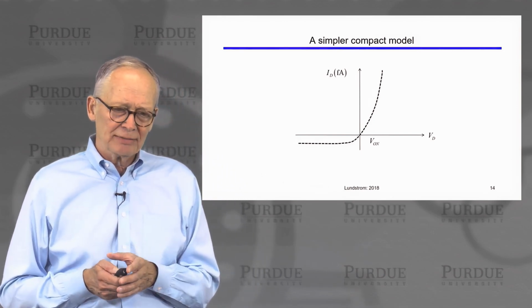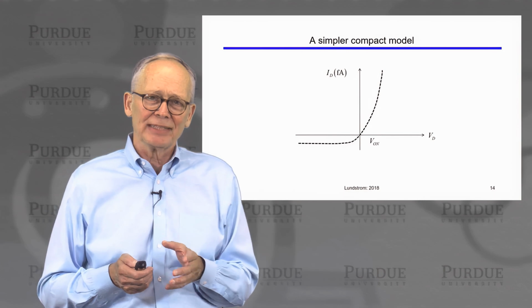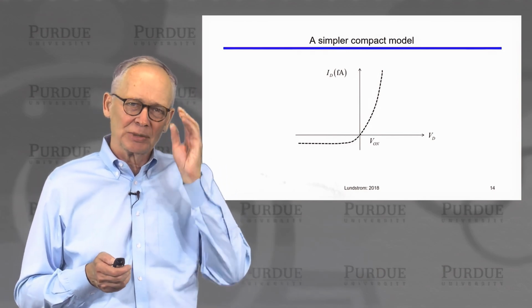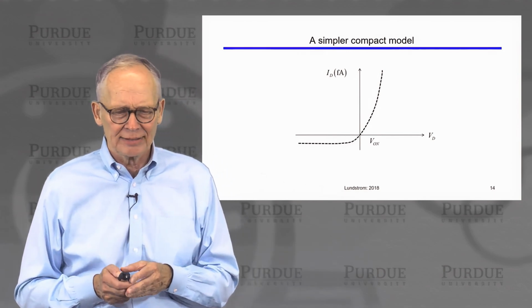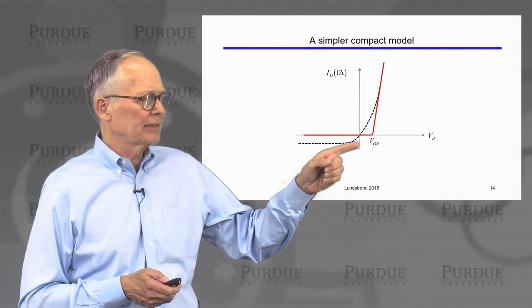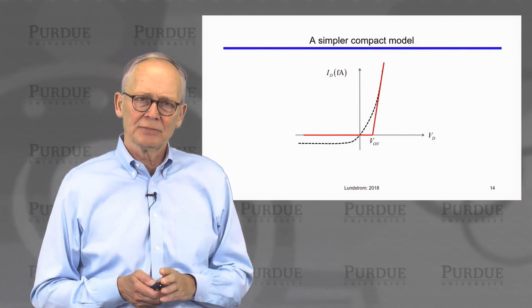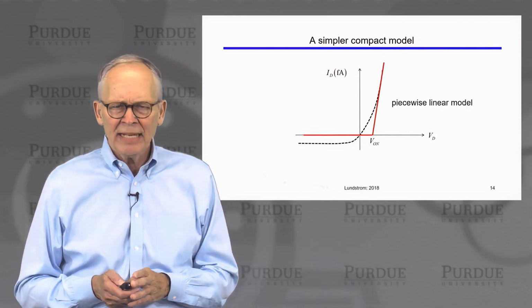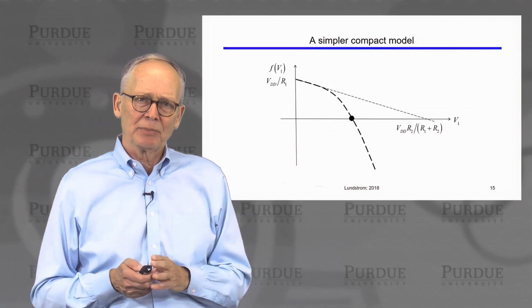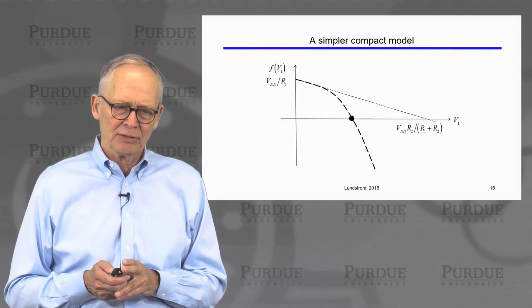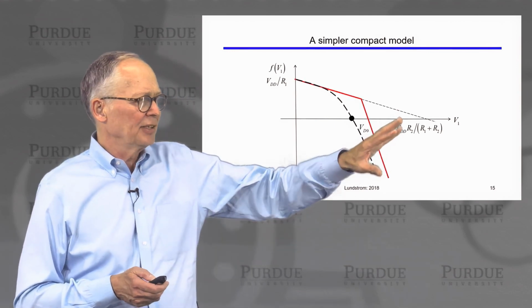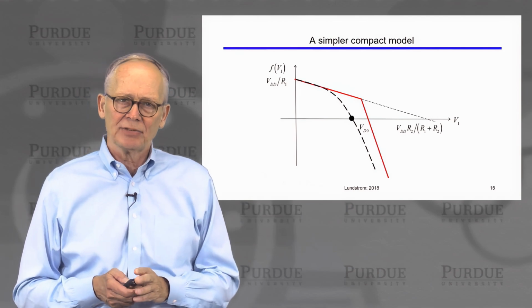Now, there's also something we might decide: well, let's do something simpler. Let's get rid of this exponential, which causes some numerical challenges. Let's replace this characteristic by a piecewise linear model, just two straight lines. This would be much simpler. If we were to do this carefully, we might be able to get reasonable results. So instead of having this nonlinear function, we'll have a piecewise linear function.